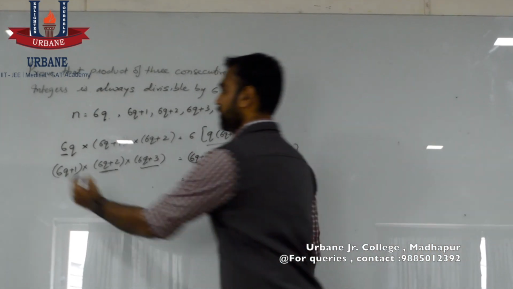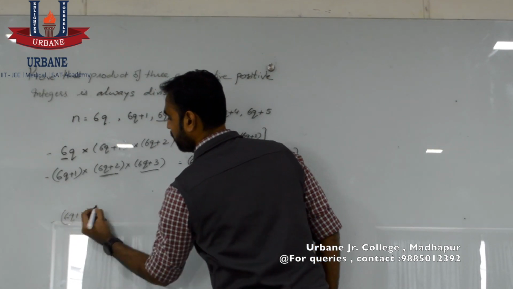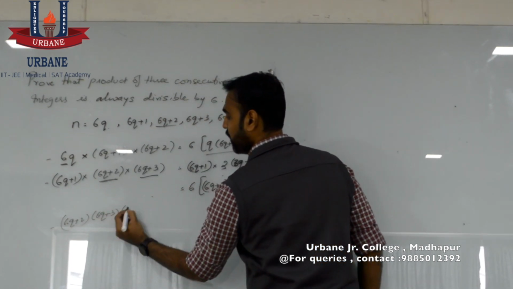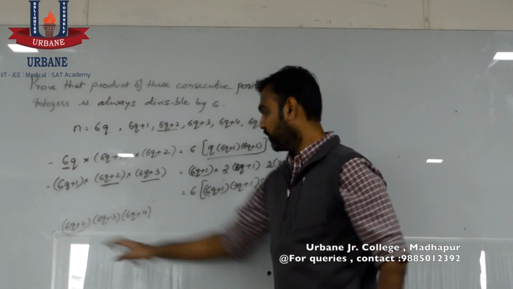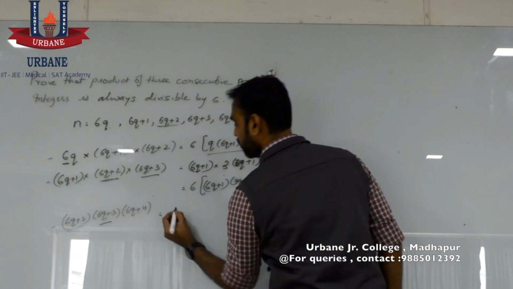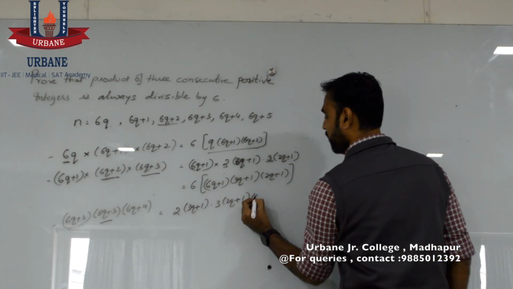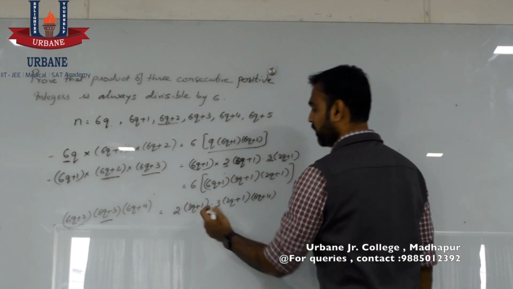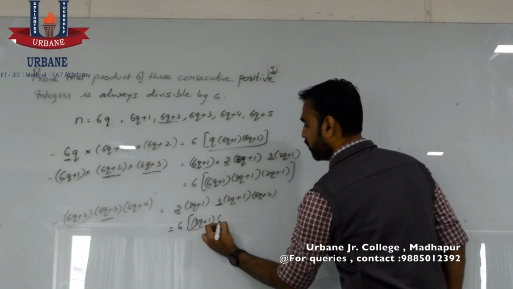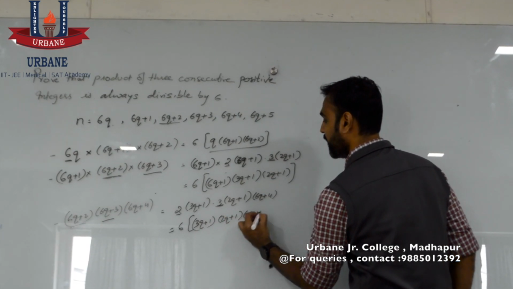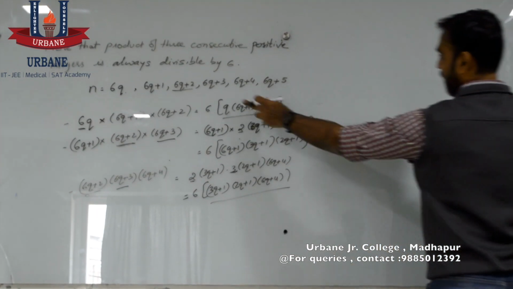Or let us say the numbers start from 6q plus 2. So we have 6q plus 2 multiplied to 6q plus 3, the consecutive integer, multiplied to 6q plus 4. Similarly, now we can take 2 common from here and 3 common from this. We get 2 into 3q plus 1 and 3 into 2q plus 1 multiplied to 6q plus 4. We don't have to take 2 common here because we already got 6 common. So 6 into 3q plus 1 into 2q plus 1 into 6q plus 4, which also says that it is divisible by 6.